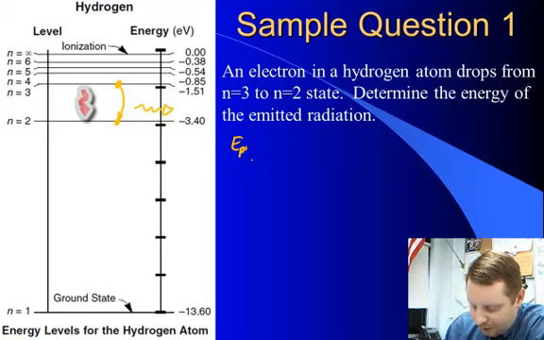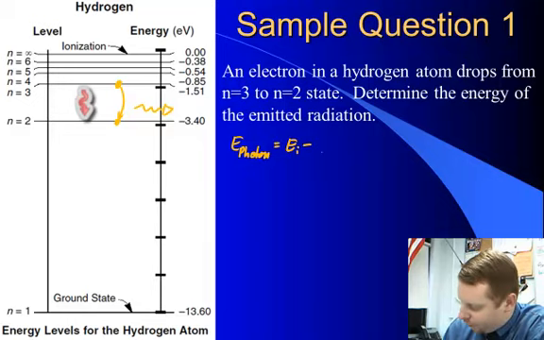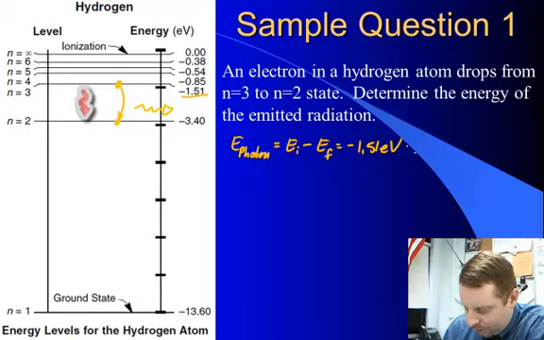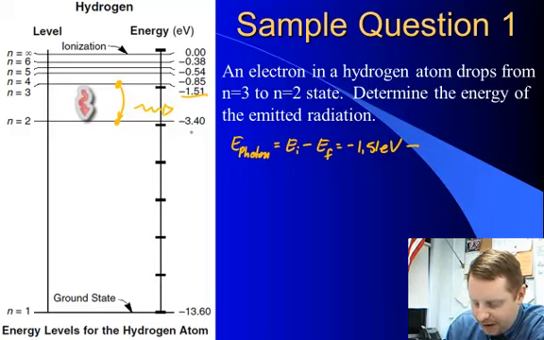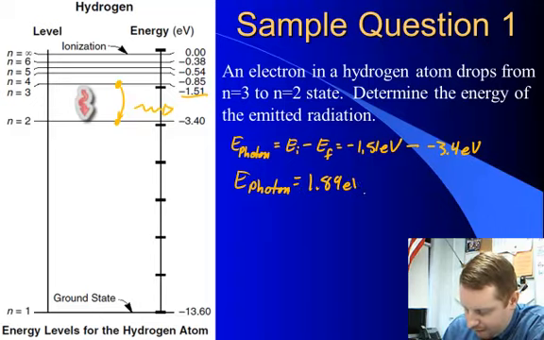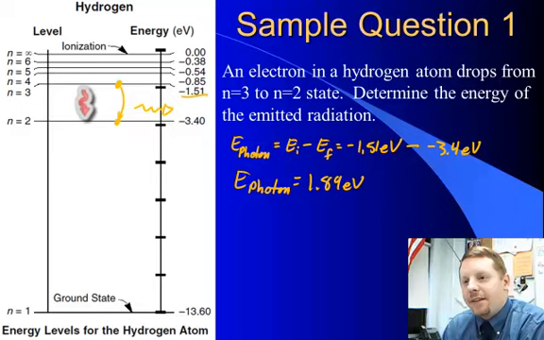Well, the energy of a photon that's emitted is equal to the initial electron energy level minus the final electron energy level. The initial energy level, here at the n equals 3 state, is negative 1.51 eV, minus the final energy level is negative 3.4 eV. So negative 1.5 eV minus negative 3.4 eV gives us an energy of the photon of 1.89 eV. So the photon that's emitted will have an energy of 1.89 electron volts.